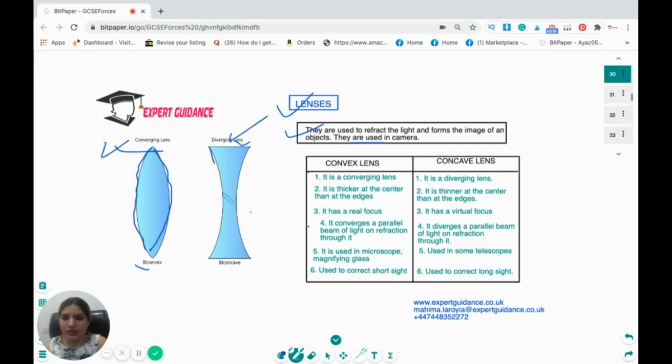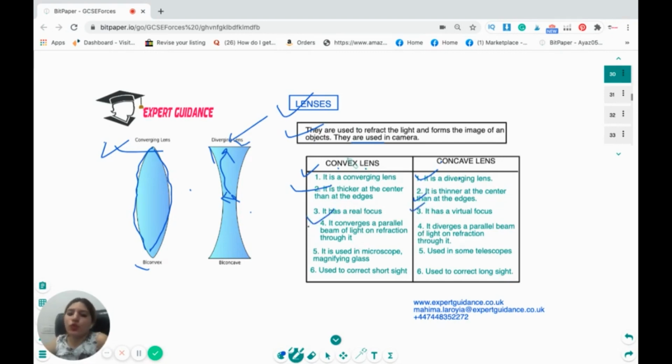Concave lens, you can see it is just thinner in the middle and then it becomes broader at the ends. So convex lens is a converging lens. Concave is a diverging lens. Convex is thicker at the center than at the edges. The concave is thinner at the center than the edges. Convex has a real focus. Concave has a virtual focus.